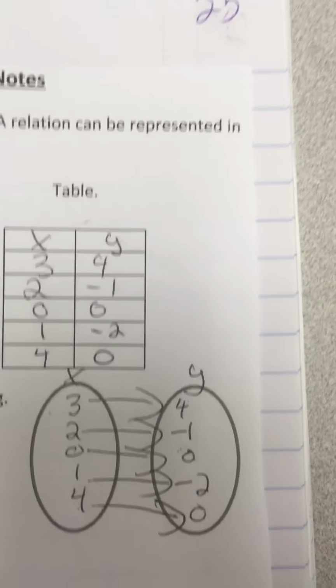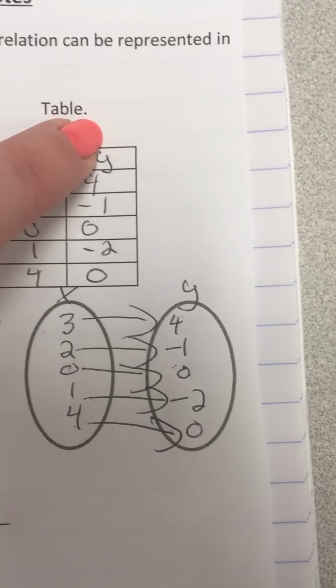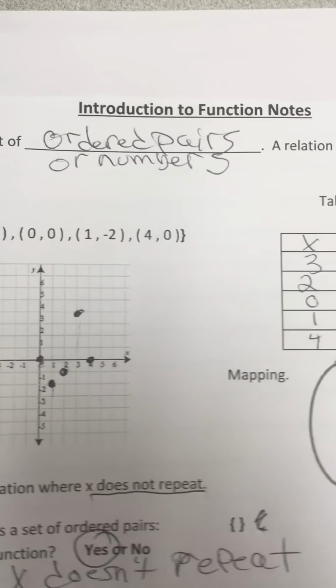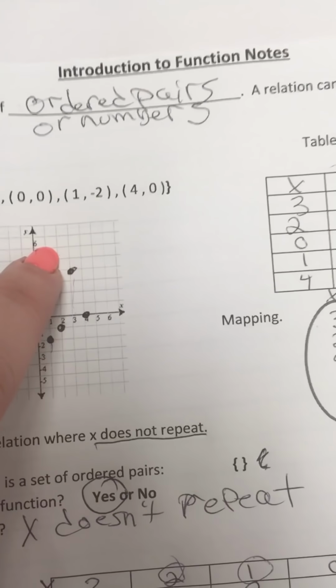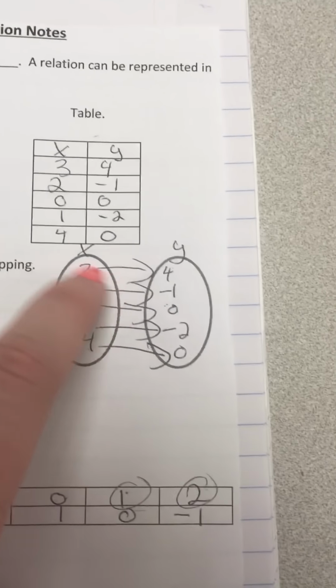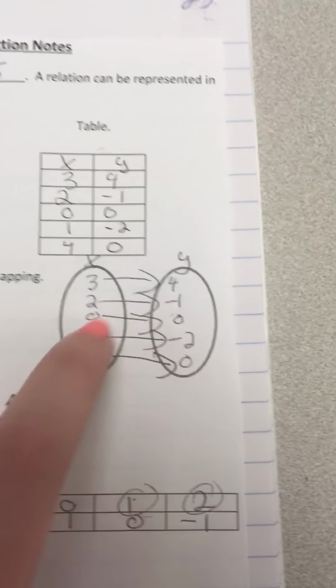We can also see a table. X always comes first, y always comes second. We can plot them on a graph using the x and y coordinates, or we can do a mapping, and these arrows tell us which numbers go together.